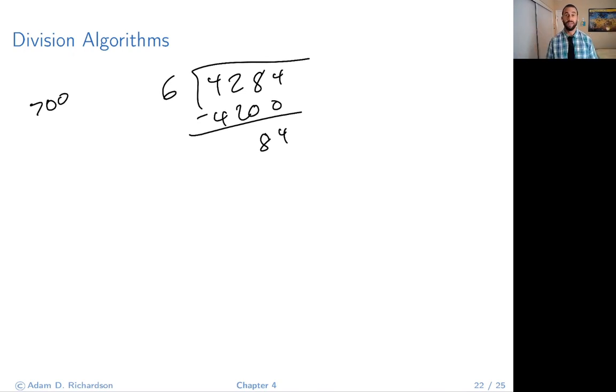Okay, how many 6s fit inside of 84? I don't know off the top of my head, to be honest. Let's just go for the low-hanging fruit. What's a multiple of 6 that's beneath 84? How about 66? That's 11. And then if we subtract those, what do we get? We get 18.